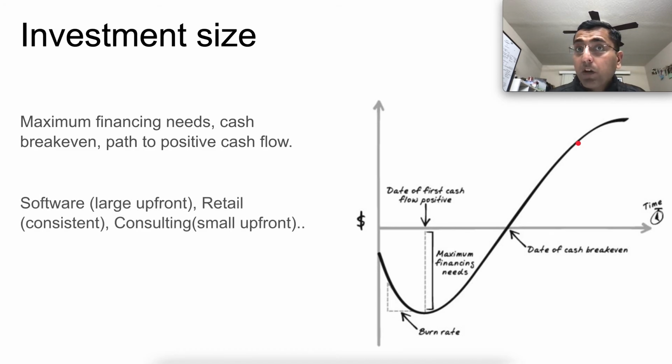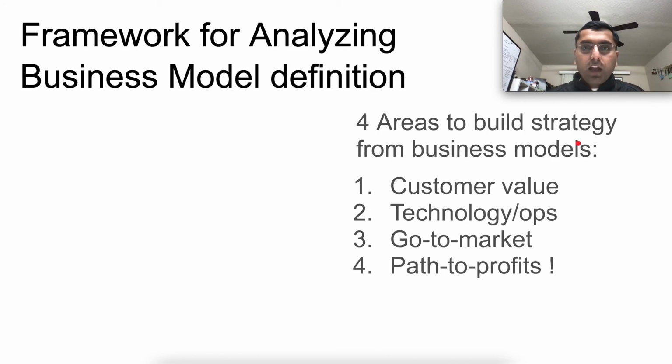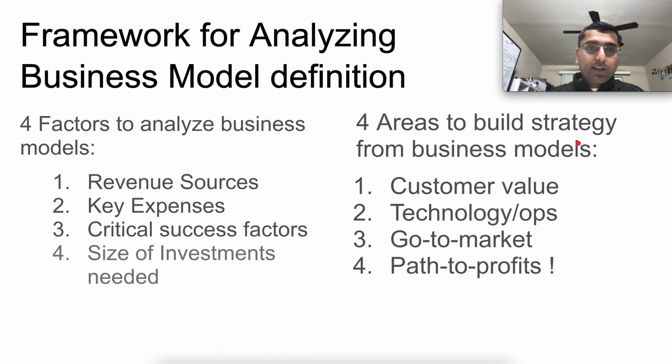So different types of business models require different upfront money, like software, retail, consistent investment, consulting, maybe a small upfront investment. So knowing how much money you need is very important. And the decisions that you make to produce in-house, to outsource, to sell in-house, to outsource are very, very important towards your cash flow impact. You might have to change based on how much money you have to make the right decisions. So we looked at these 4 areas in this chapter through first principles for analyzing revenue sources, key expenses, critical success factors, and size of investments.